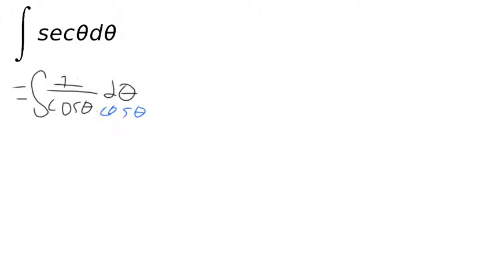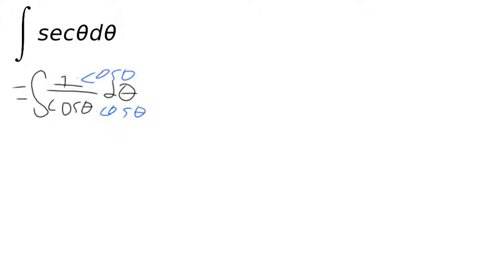So let's take a look at how to integrate secant theta if you don't know the special trick. So the first thing to do will be to take a look at secant theta as 1 over cosine theta. And then d theta is still right here. And this didn't help yet, but perhaps I will multiply top and bottom by cosine theta again.